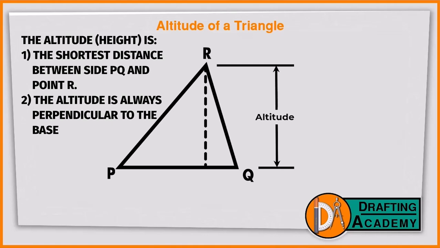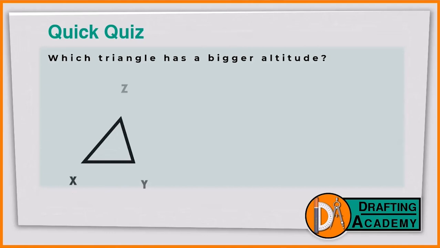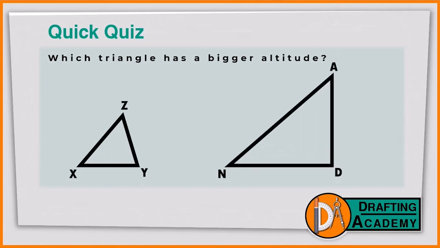To check your understanding of this concept, let's use some triangles. On screen you can see 2 triangles, XYZ and NAD. Which triangle has a bigger altitude? If you selected triangle NAD, then you know what altitude is. The triangle NAD has got a larger height.